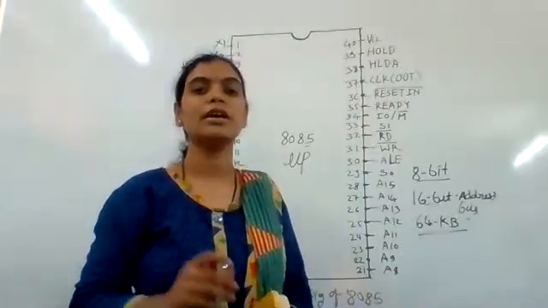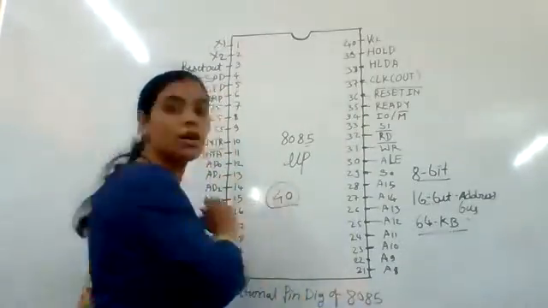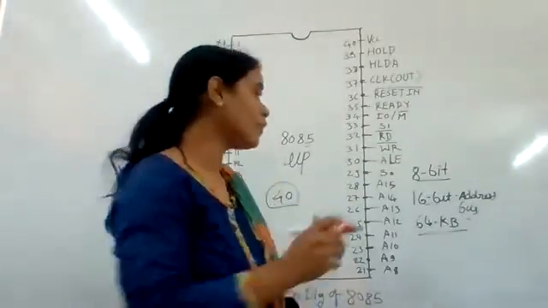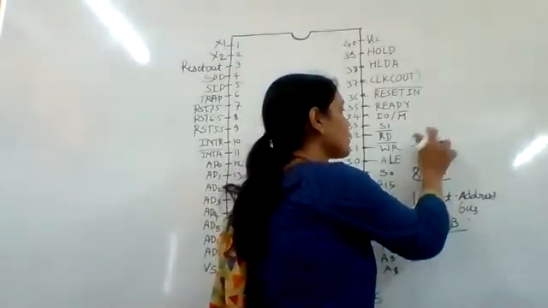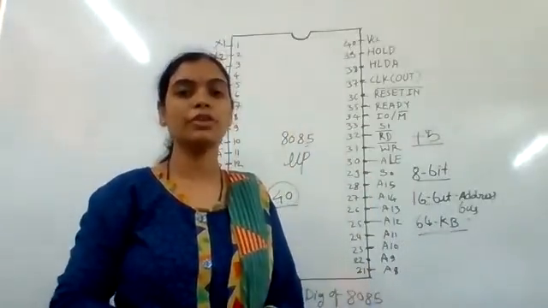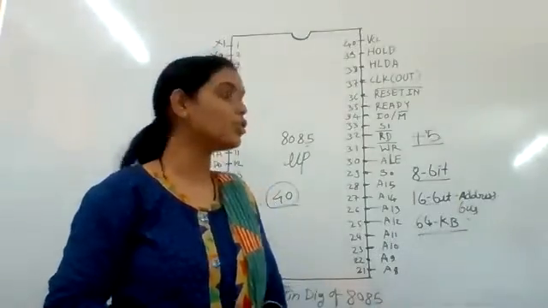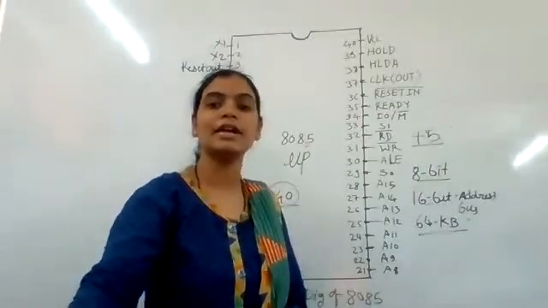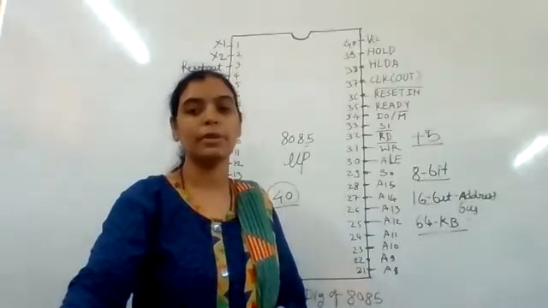The 8085 microprocessor is an IC with 40 pins in total, and it operates with a plus 5 volt power supply. The pin configuration plays a very important role in understanding the architecture of the 8085 microprocessor. So now let's move further and understand how the processor operates inside any system with these 40 pins.